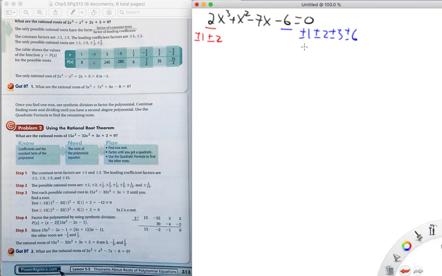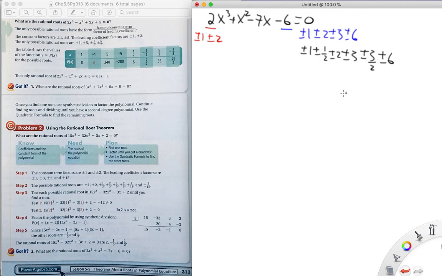So, you know, plus or minus 1, plus or minus 1 over 2, plus or minus 2 over 2, which is plus or minus 1, and then plus or minus 3 over 2, plus or minus 6 over 2, which is plus or minus 3. So there's 1, 2, 3, 4, 5, 6 times 2, so there's 12 potential roots, and one of them has to fit.